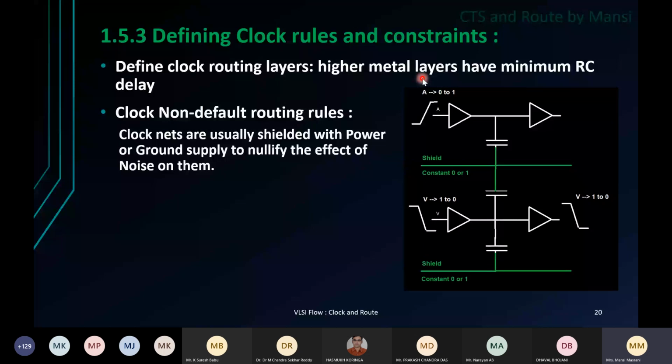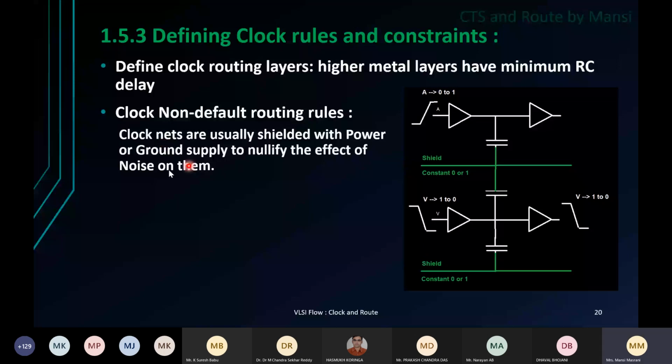But for clock, what we do is we actually change the metal layer width. We actually change the metal layer spacing. And those are not by default rules given by the technology. That's why we call them non-default rules. So there are some non-default routing rules in which clock nets are usually shielded with power or ground supply to nullify the effect of noise on them.